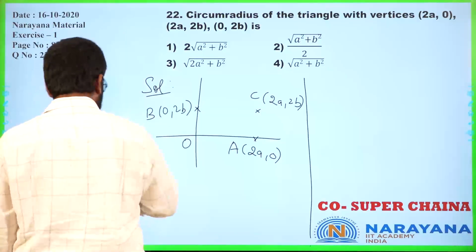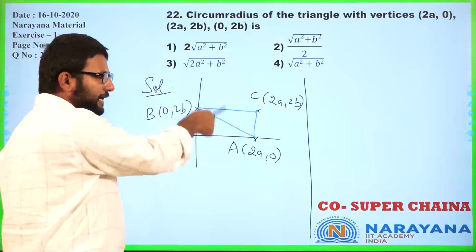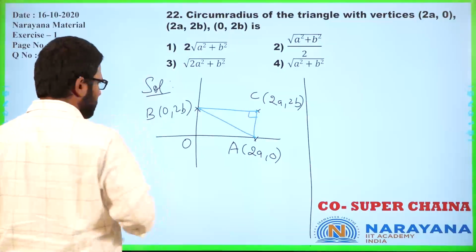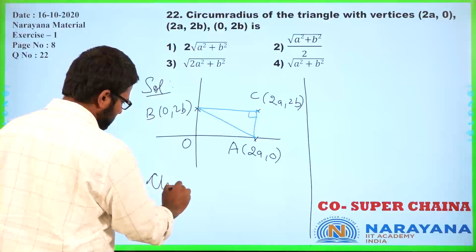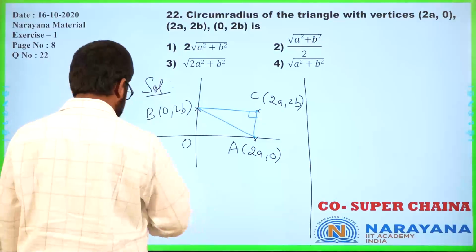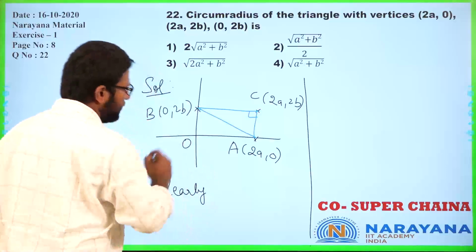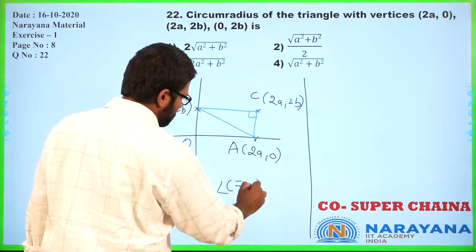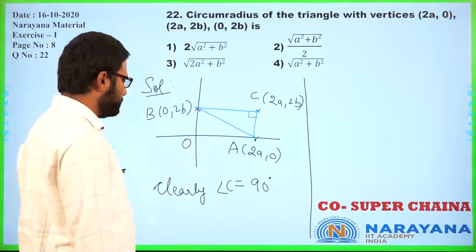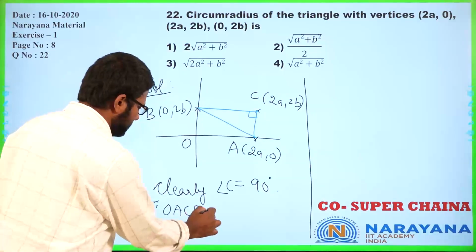So first, clearly this is a rectangle. If this is a rectangle, that means this is 90 degrees, right? So clearly angle C equals 90 degrees, correct? Because of how the coordinates are positioned. Since you can mention OACB is a rectangle.